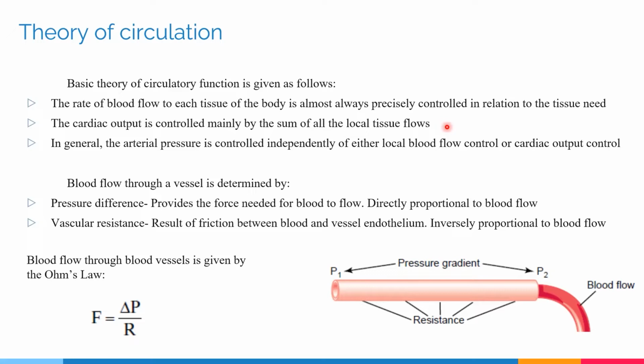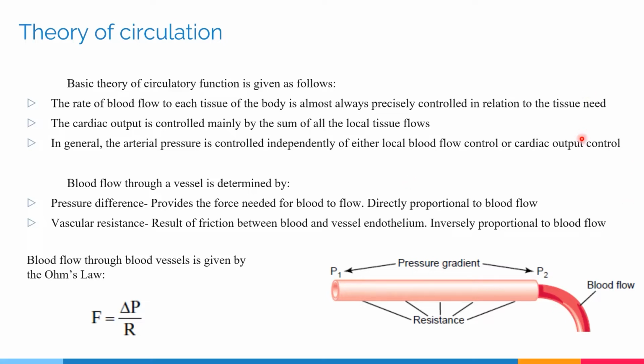So this essentially goes back to the Starling mechanism that we have already talked about, that the amount of blood that is pumped out of the heart is directly related to the amount of blood that is received by the heart. So the cardiac output is controlled by the sum of all the local tissue flows that goes back into the heart. And finally, in general, the arterial pressure is controlled independently of either local blood flow control or cardiac output control. So what this means is that the arterial pressure that is maintained by the heart, which is normally 120 millimeters of mercury over 80 millimeters of mercury with respect to systole and diastole, is independently maintained irrespective of what the need at the tissue level is or what the cardiac output is. So these are the basic theory of circulation.